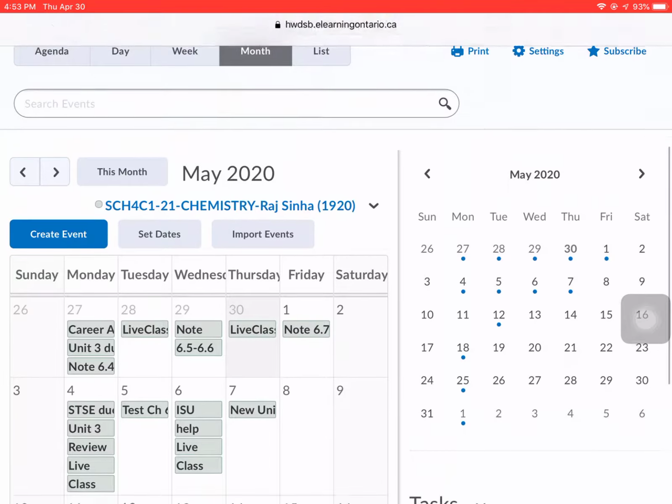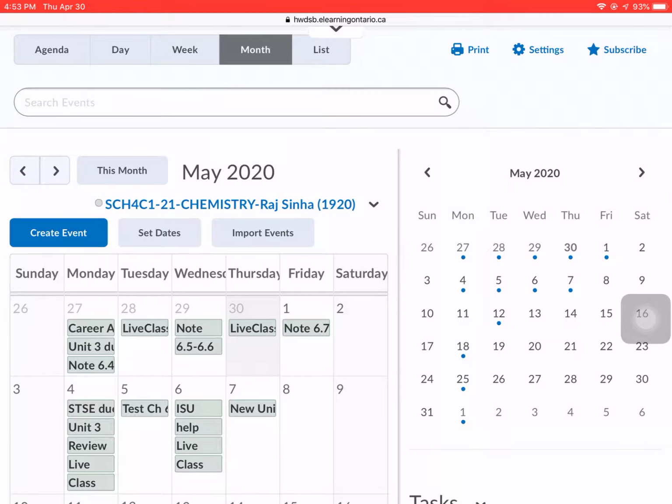So we're going to start our new unit next week on Thursday. Again, I haven't decided yet if I'm doing organic chemistry or electrochemistry, but we'll know as we get closer to the time.